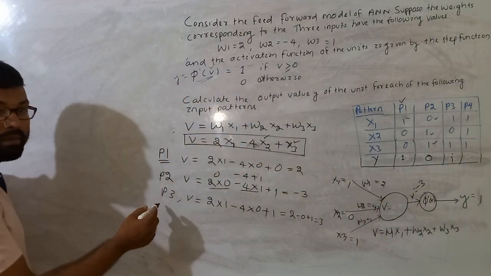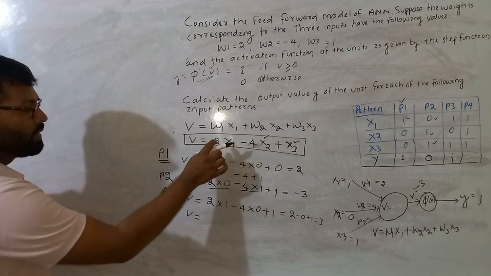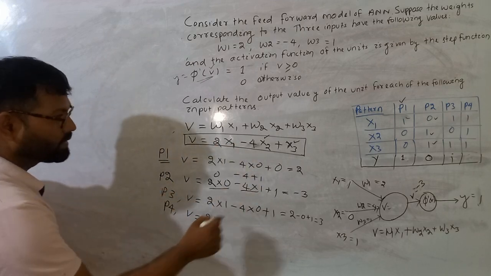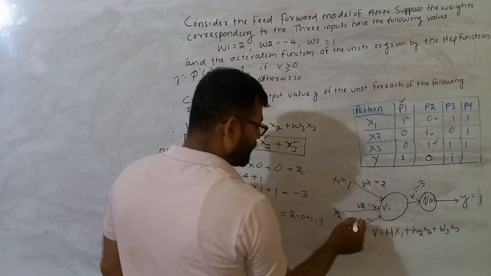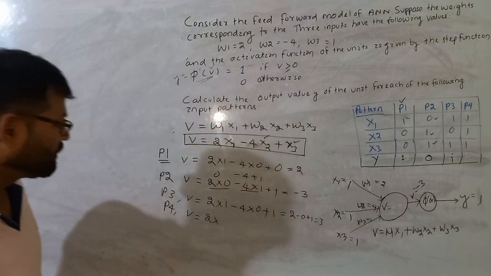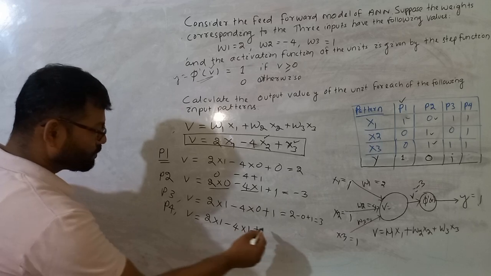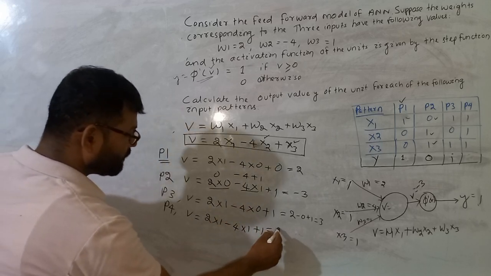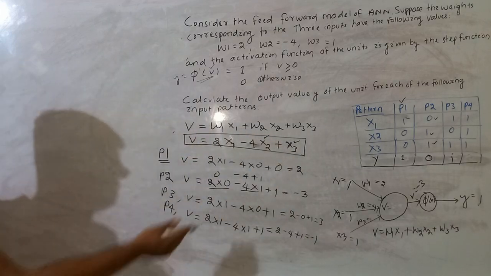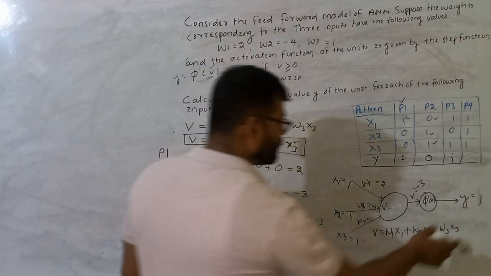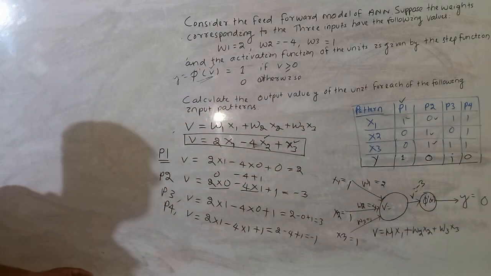In the same manner, if I do P4, what is V? Use this formula: 2 into the inputs for this pattern. x1 is equal to 1, x2 equal to 1, x3 equal to 1, all are 1. Okay, so 2 into 1 minus 4 into 1 plus 1. If you do the calculation, 2 minus 4 plus 1, which is equal to minus 1. Okay, minus 1 is also less than 0. So this model is going to predict 0. So this is 0.